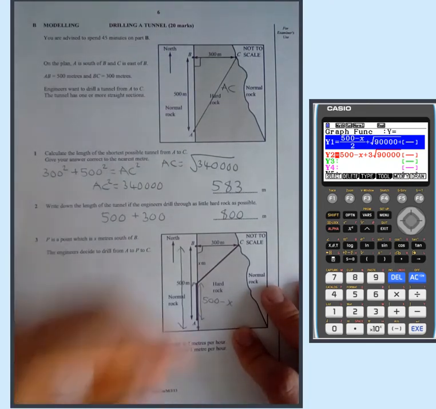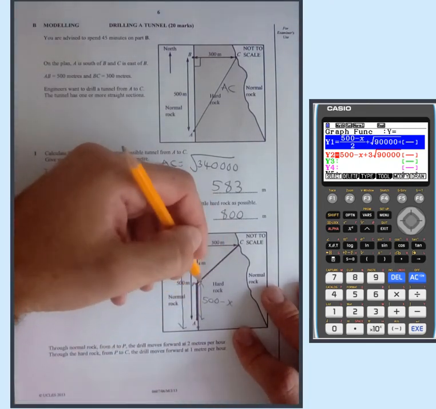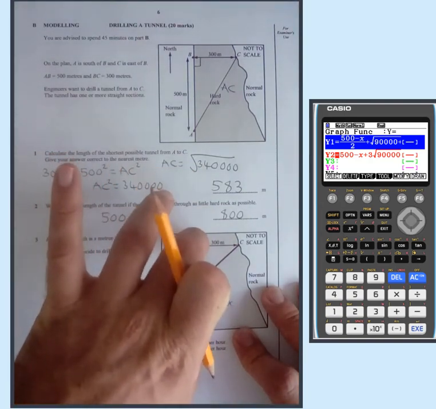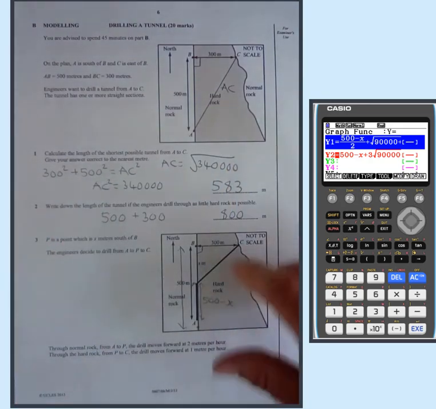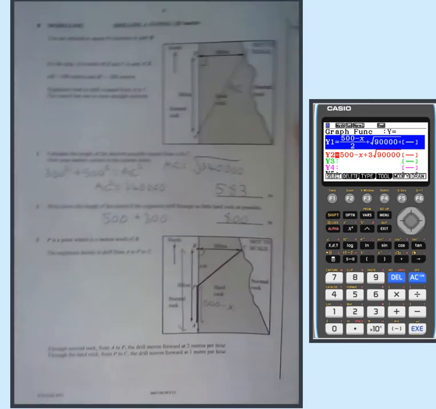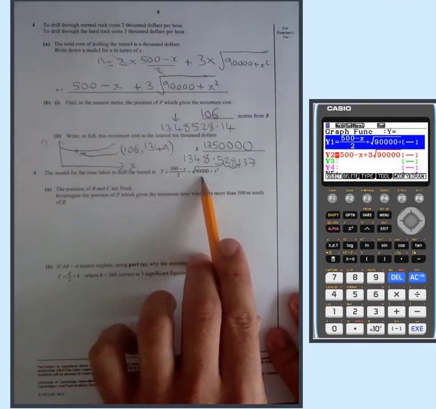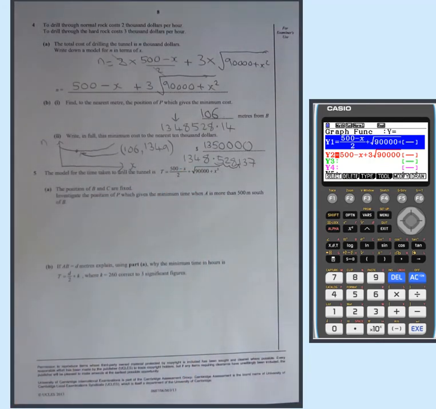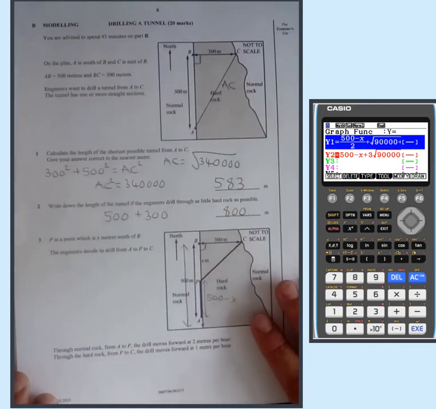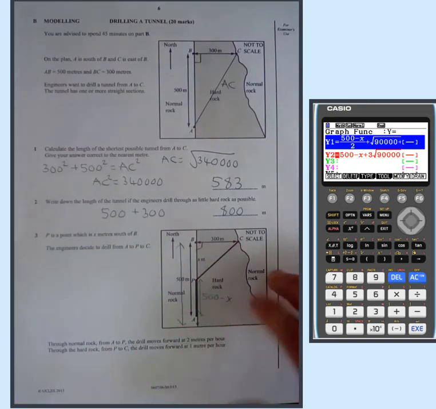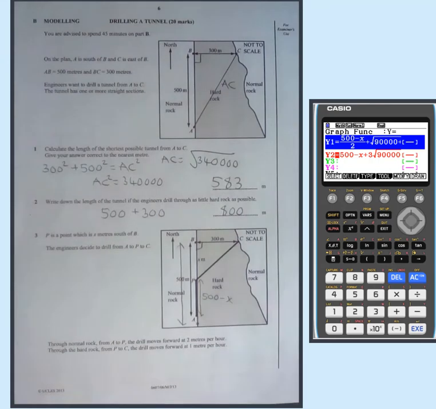So this distance through the hard rock isn't going to change, because it's still a right-angled triangle with x on one side, albeit bigger, and 300 on the other. So the distance through hard rock is still going to be the square root of 90,000 plus x squared. So that won't change. What will change is the distance that you go through normal rock, because instead of 500, you might have a 600 or a 700. So what you could do is start to investigate like that.